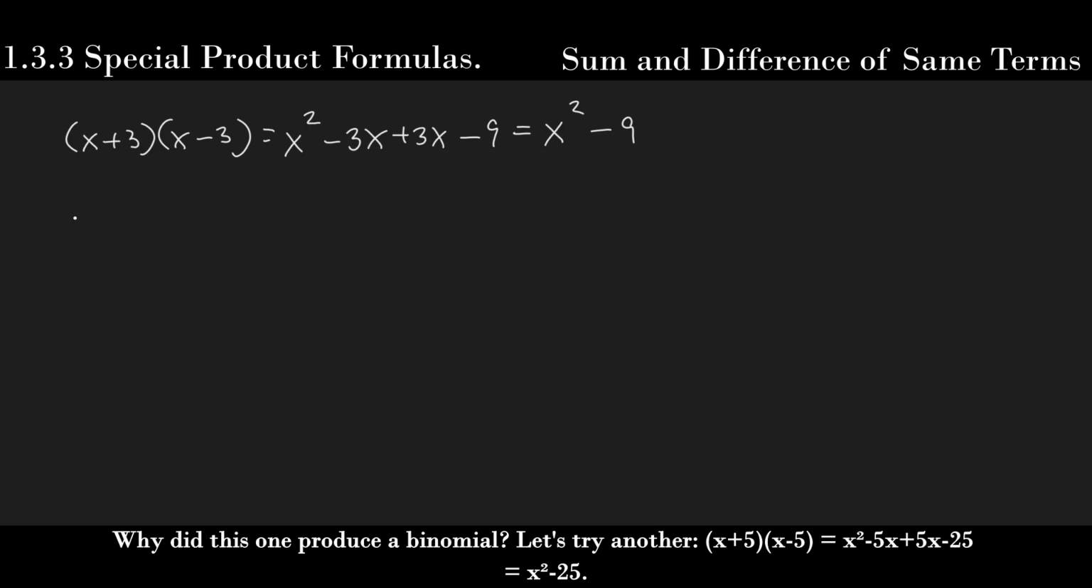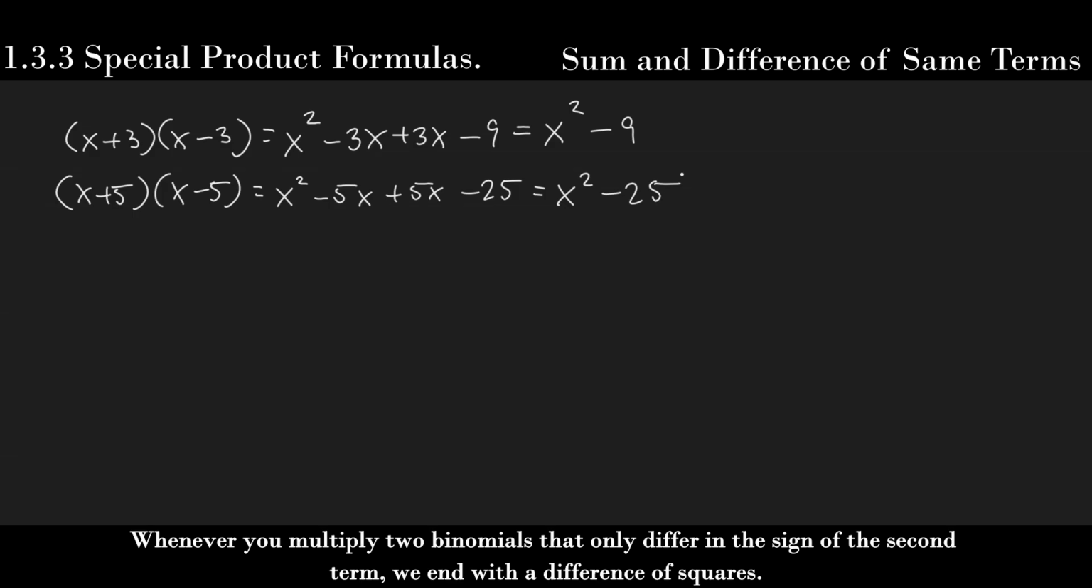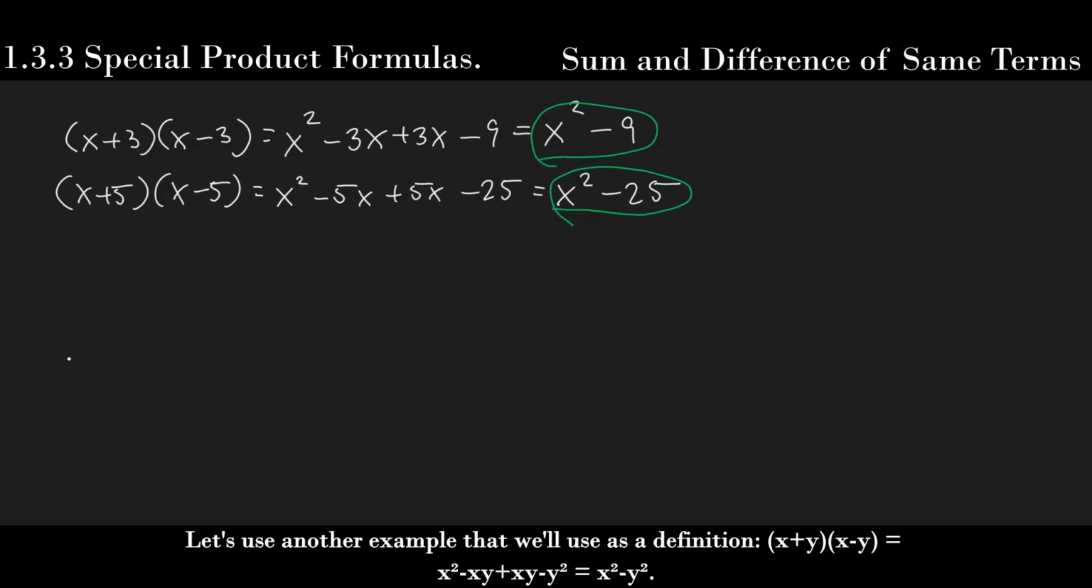Let's try another. x plus 5 times x minus 5. This becomes x squared minus 5x plus 5x minus 25, which simplifies to x squared minus 25. Again, we have a binomial. Can you see the pattern yet? Whenever you multiply two binomials that only differ in the sign of the second term, we end with a difference of squares.